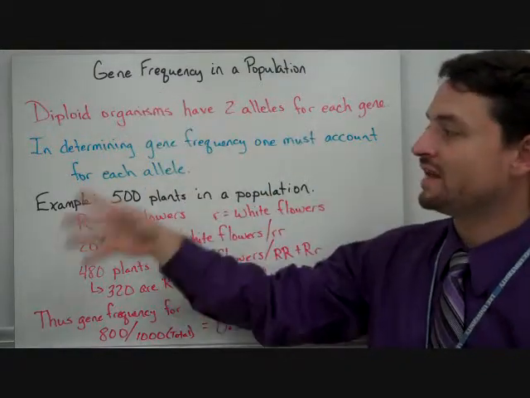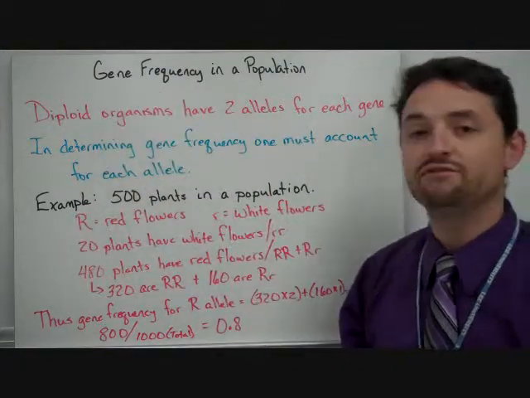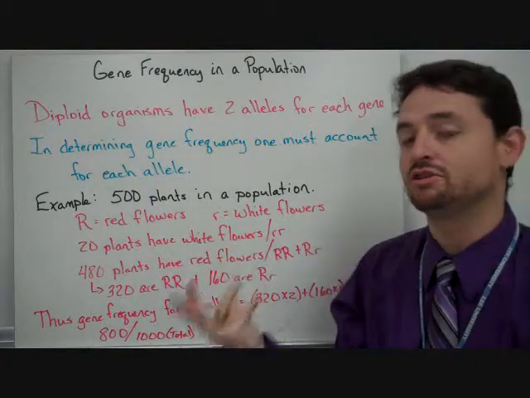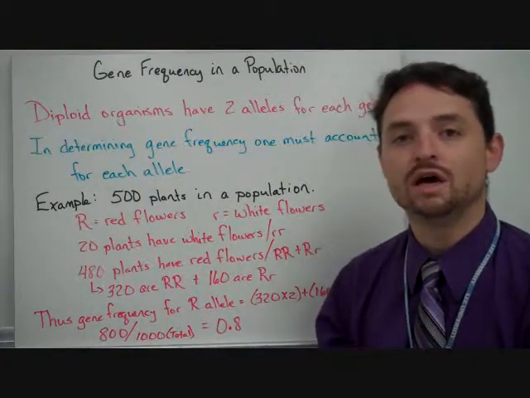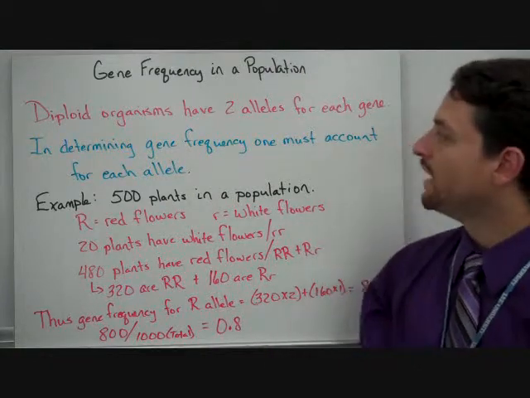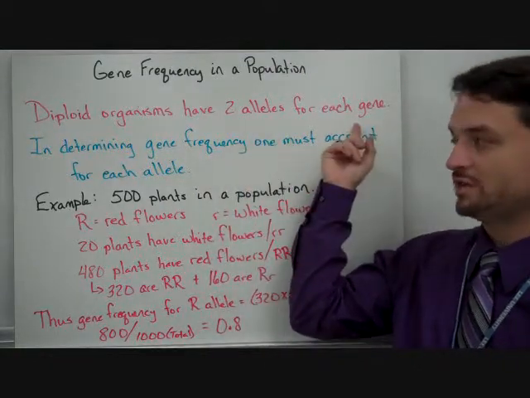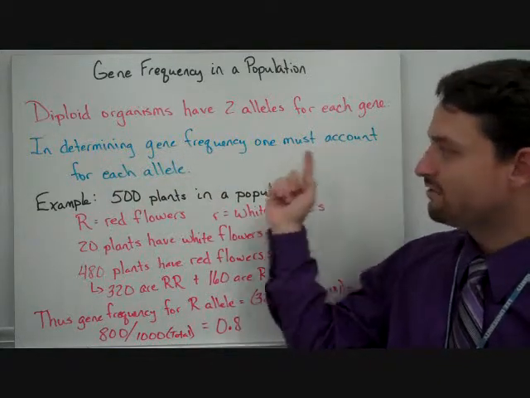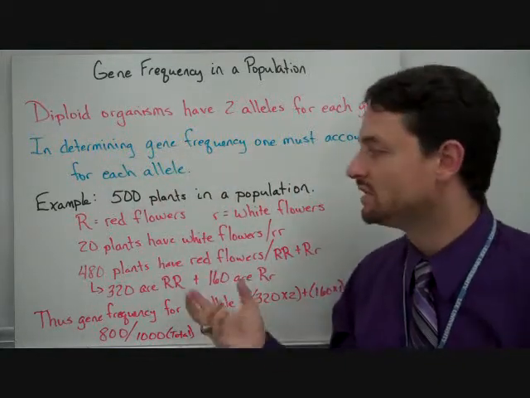So when we're looking then at a gene pool, we like to look at the gene frequency in a population. Remember, diploid organisms, which is primarily what we're focusing on for this course, have two alleles for each gene. So when we're determining then the gene frequency, we must account for each of those alleles. So let's look at an example.